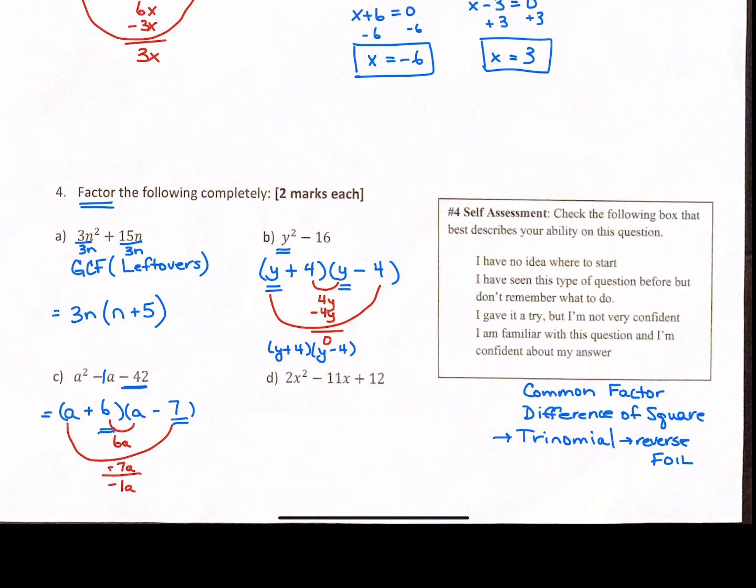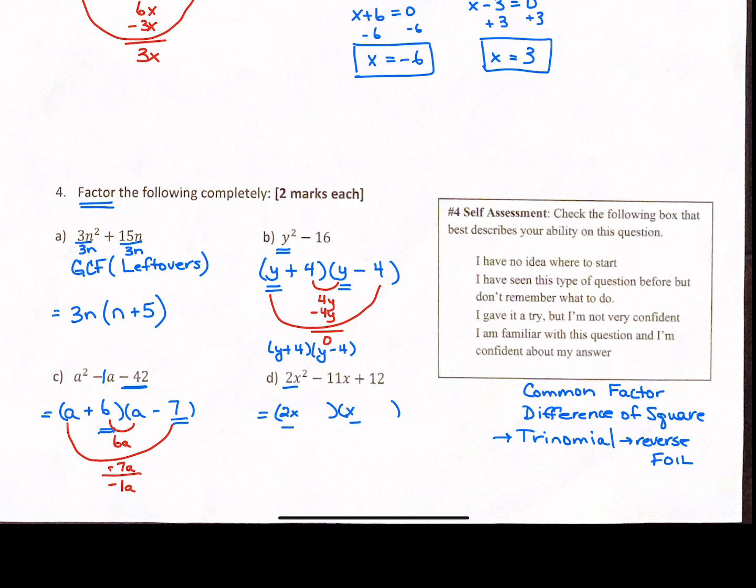Last but not least, we have another trinomial, 2x squared minus 11x plus 12. There's nothing common. It's not a difference of squares. So once again, we have to reverse that process and think about how FOIL works backwards. So if we need to have a 2x squared in the first position, we know that we have to multiply a 2x by another x.